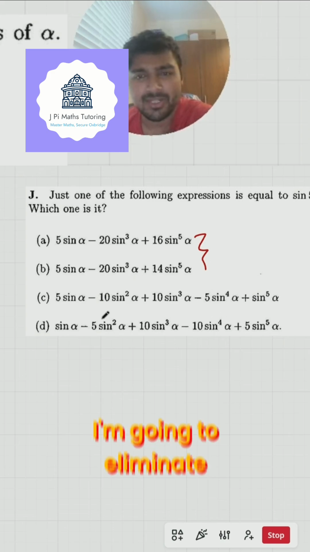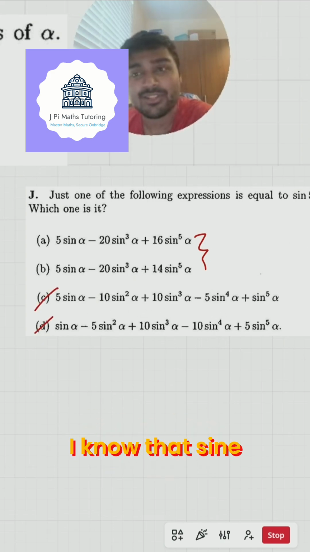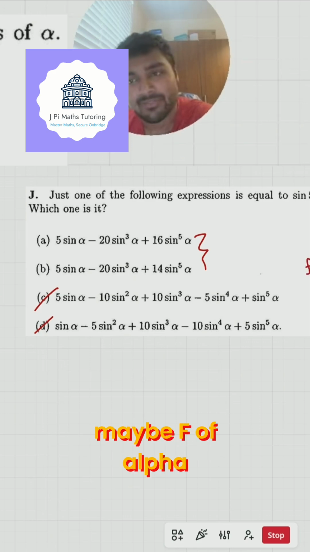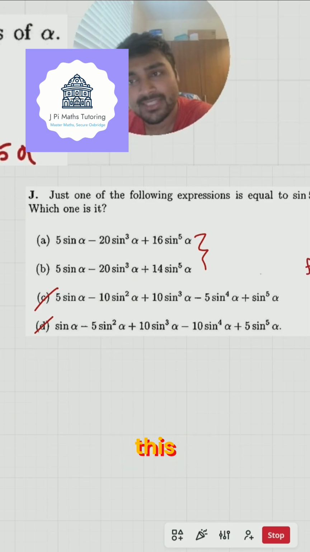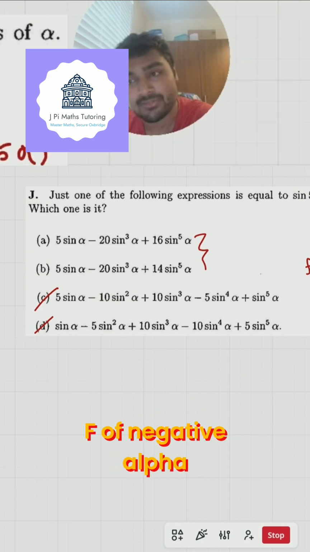Okay. Well, I'm going to eliminate C and D straight off the bat. Why can I do that? Well, I know that sine of 5 alpha, if I call that maybe f of alpha, is an odd function. What do I mean by an odd function? Well, that just means that f of negative alpha is the same as minus f of alpha.